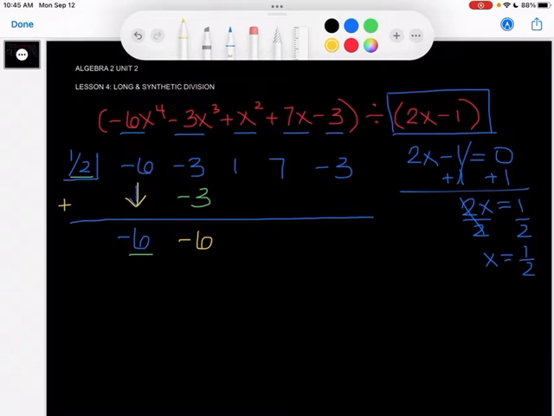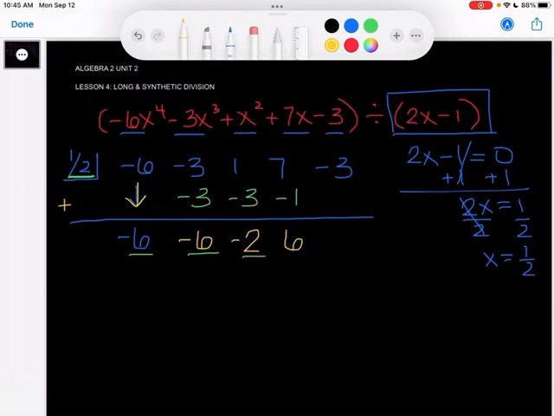And then I need to multiply again. So -6 times half. Well, we know what half of -6 is. It's -3. But now we need to add: 1 plus -3 is -2. So I need to multiply -2 times 1/2. So what's half of -2? Half of -2 is -1. And now I add 7 plus -1, which is +6.